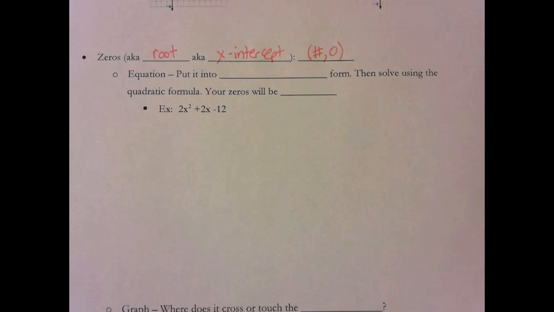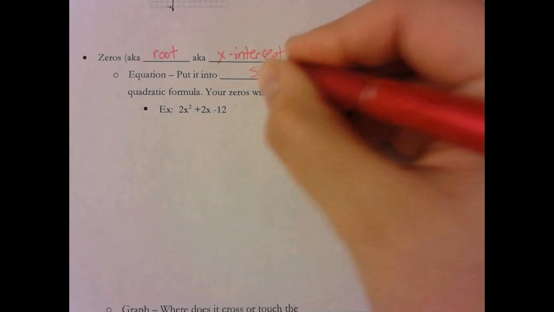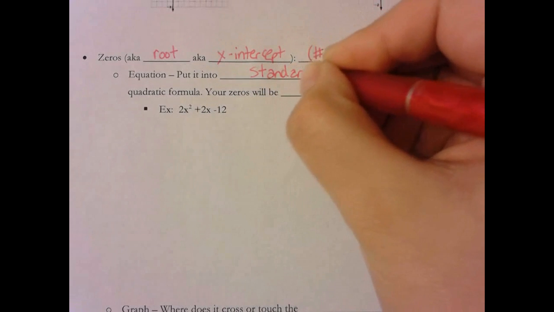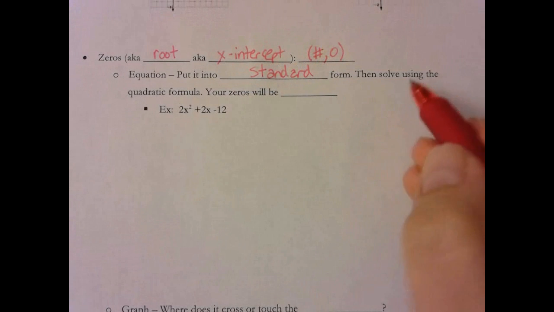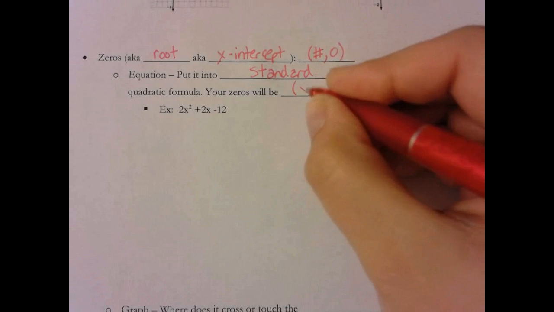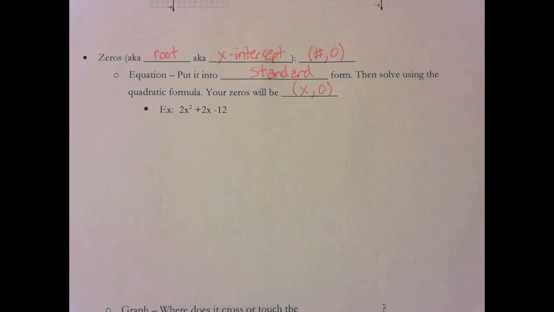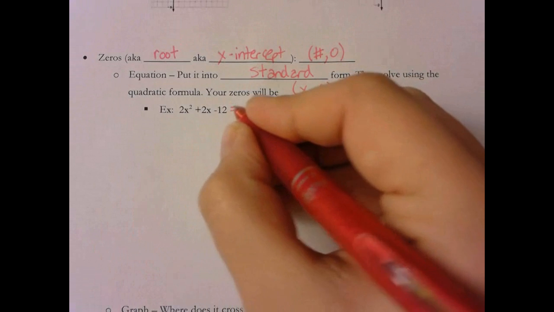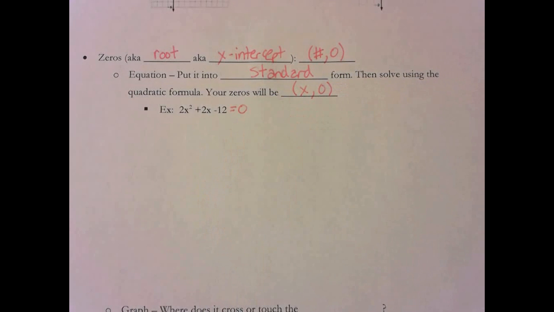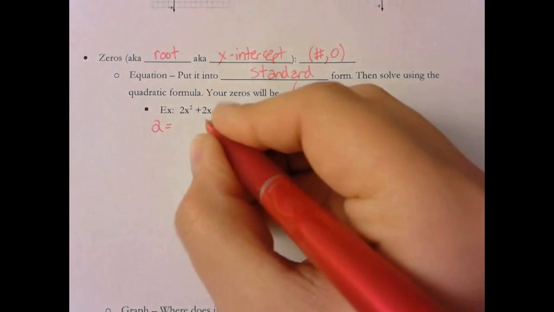Always, always, always. Again, if it's an equation, you need to put it into standard form. And then solve using the quadratic formula. And your zeros will be that x that you find, comma, 0. Let's do an example. So good news, this is already in standard form. Sorry, I forgot to add the equal 0. So let's label our a, b, and c.